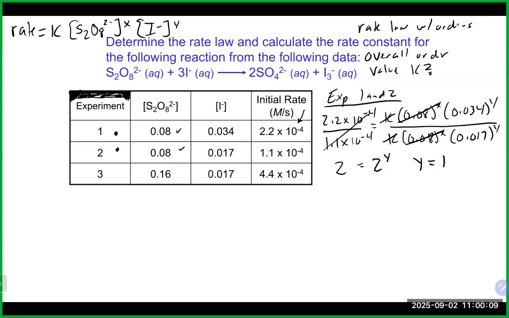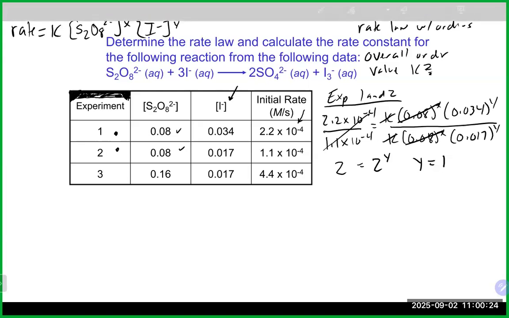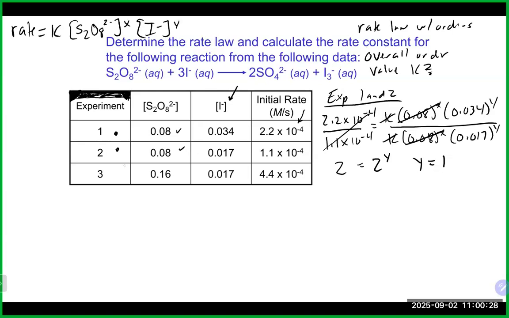Questions on that? Because I did that, we do need to remember that that is the order for our I minus in this case, right? So now that we kept the S2O8 constant, we're going to go back now and vary it and keep our I minus constant. And it looks like experiments 2 and 3 will do that.